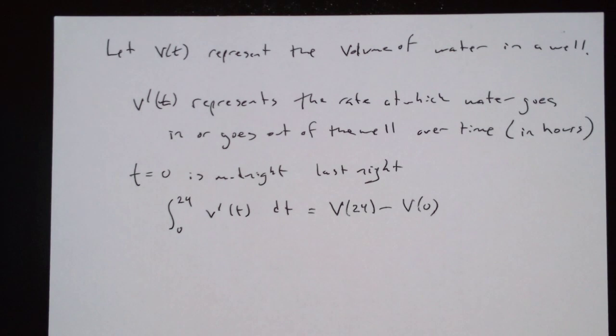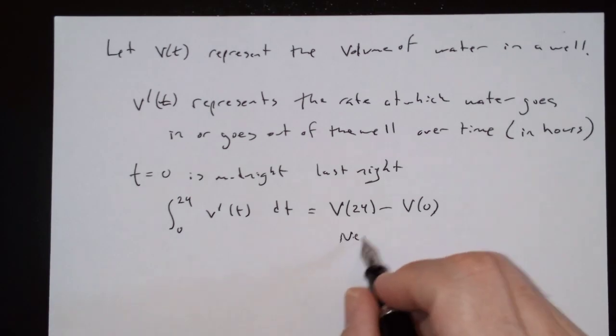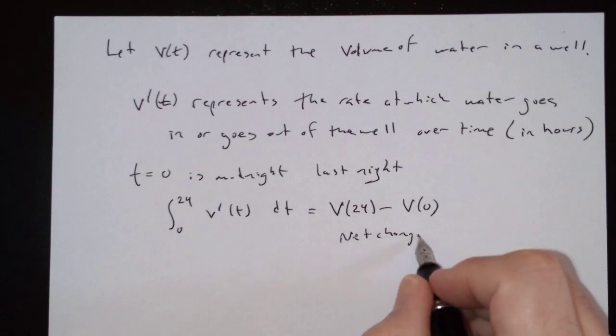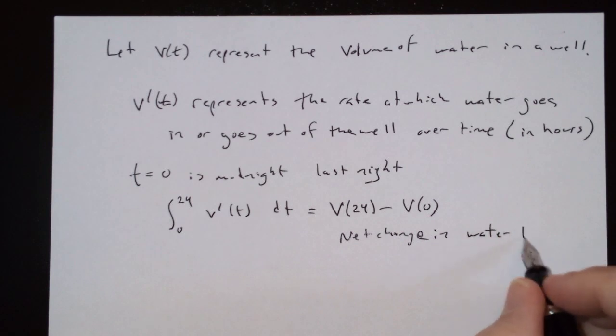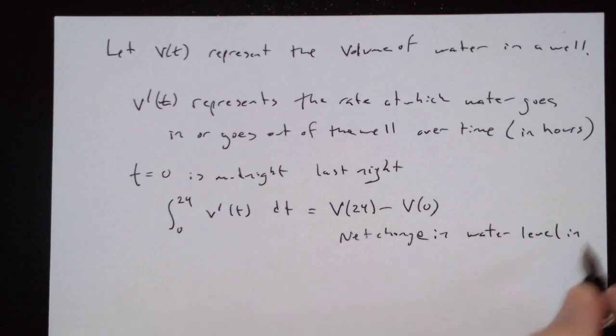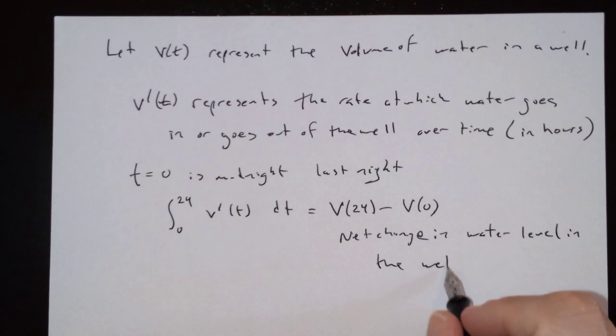Did we use more water than we gained? Or did we gain more water than we used? Or did we break even somehow? The phrase I want to think of this is the net change in water level in the well over the period of 24 hours.